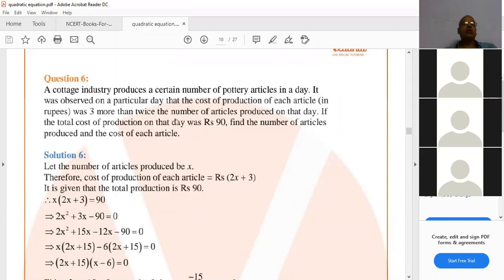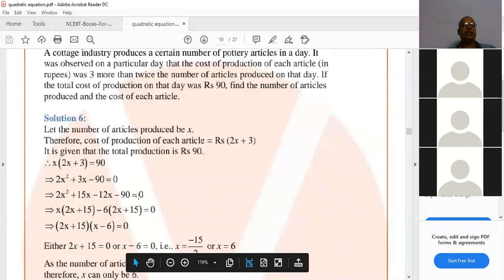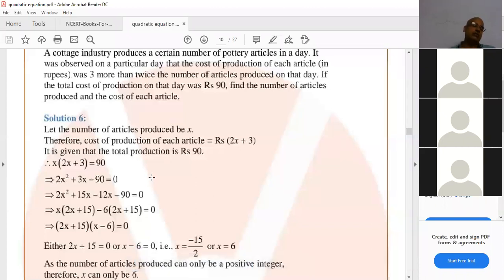Then the total cost of production is the cost of each article multiplied by the number of articles, so x of 2x plus 3 is equal to 90. 2x square plus 3x is equal to 90. Transposing 90, 2x square plus 3x minus 90 equal to 0.